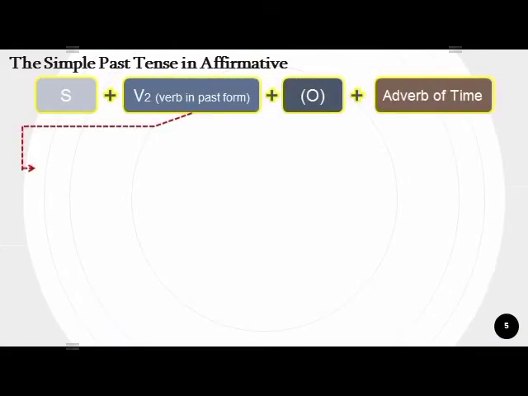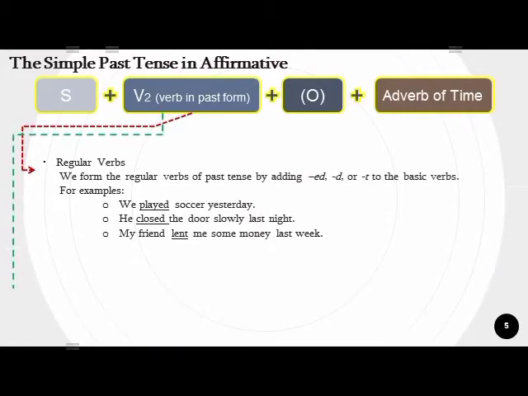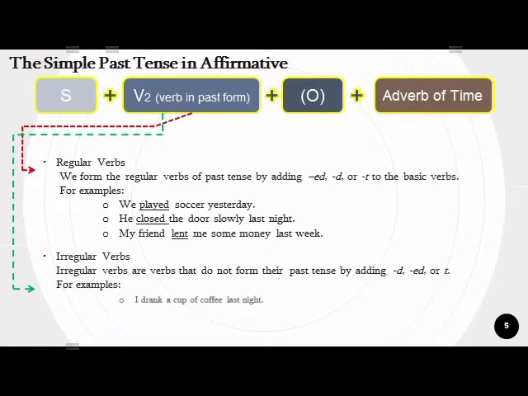Subject plus verb 2 or verb in past form plus object plus adverb of time.